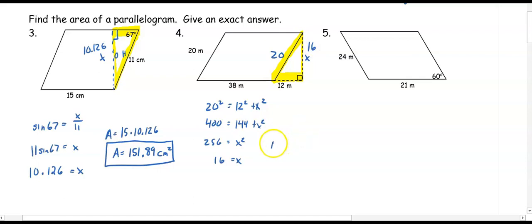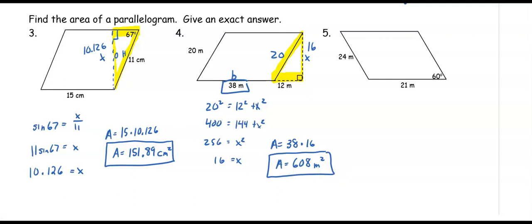So our area is the base, and we only want this as the base. The 12 is not included because it's a dotted line. So we have 38 times 16. So our area is going to equal 608 meters squared.